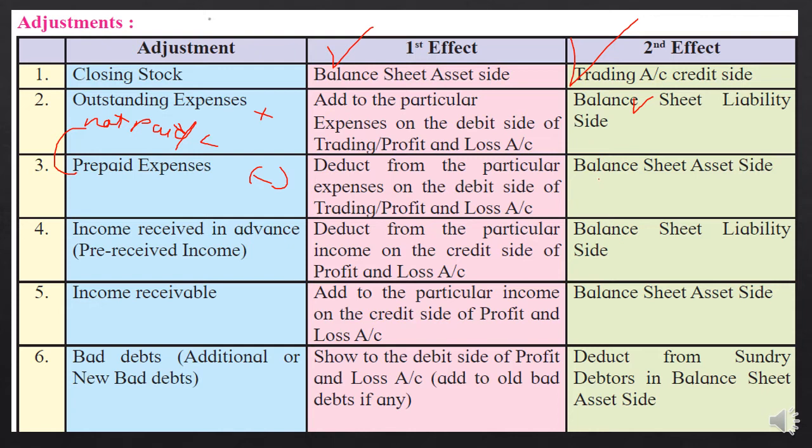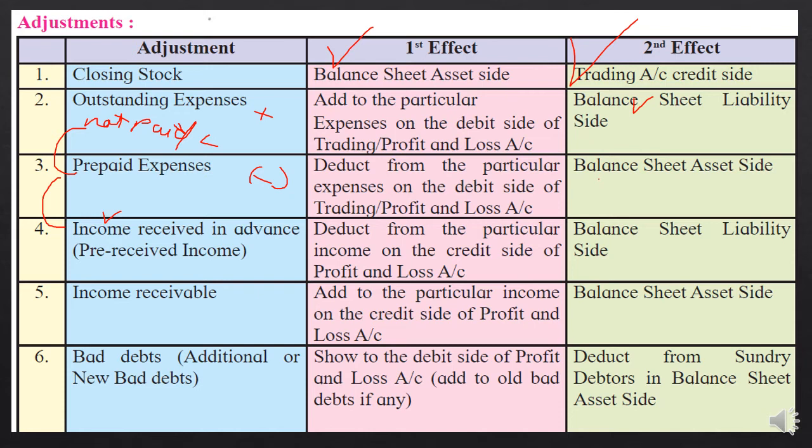Then income received in advance. Students, you can relate to this by remembering that income will always be on the credit side, but it is received in advance. So it is an advance income or prepaid income, we can say, pre-received income. So income received in advance will be deducted. Any advance thing will be deducted because that is not for this year.